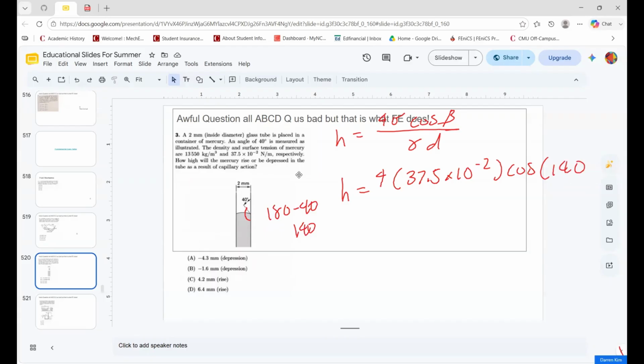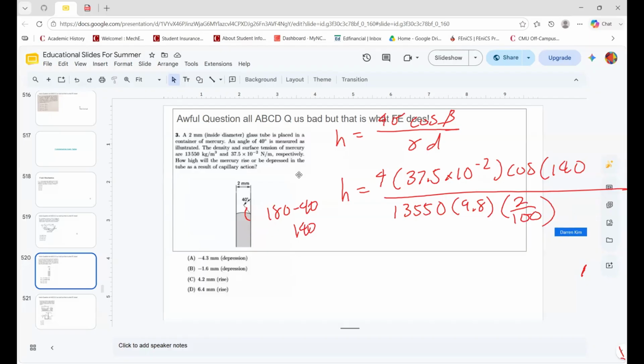So 180 minus 40 equals 140. So 140 over here divided by whatever is the bottom. The surface tension is 37.5 times 10 to the negative 2. Density is 1355 multiplied by 9.8 is specific weight. And diameter is 2 millimeters, so 2 divided by 100. So 4 multiplied by 37.5 times 10 to the negative 2, multiplied by cosine 140, divided by 13550 multiplied by 9.8 multiplied by 2 divided by 100, I think.